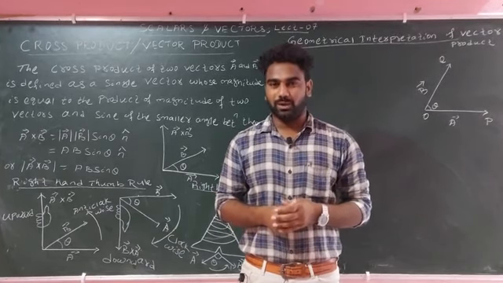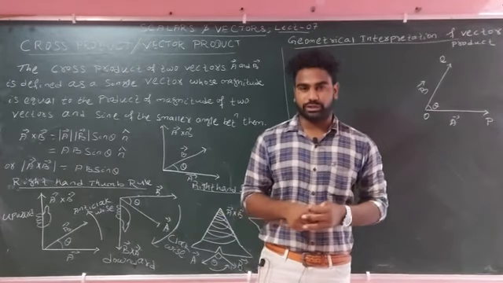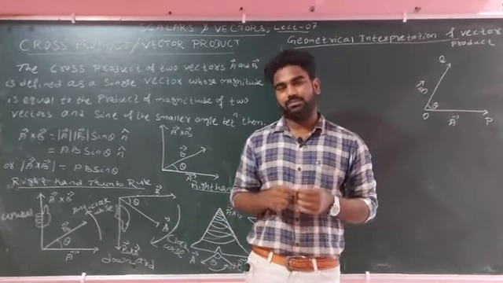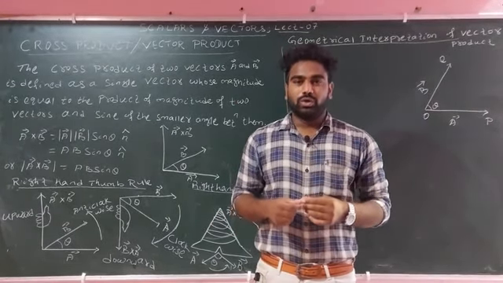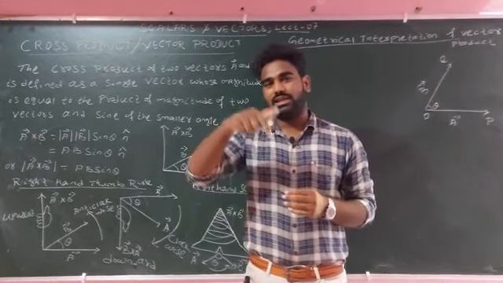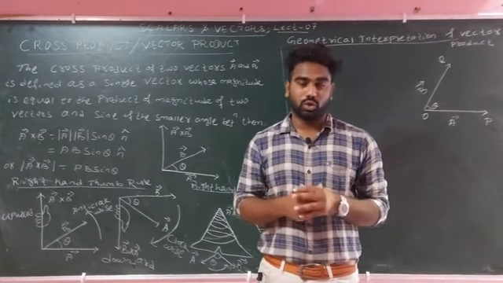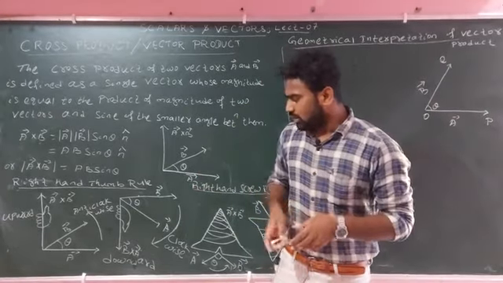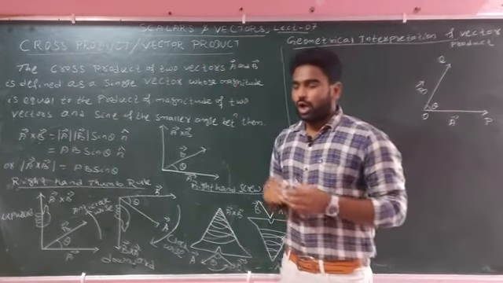Today, we discuss the cross product or vector product of two vectors. In lecture number 6, we already discussed the dot product or scalar product, and the link is available in the description box. You can check it and also download the PDF notes from the description box. Today we discuss the cross product or vector product of two vectors.